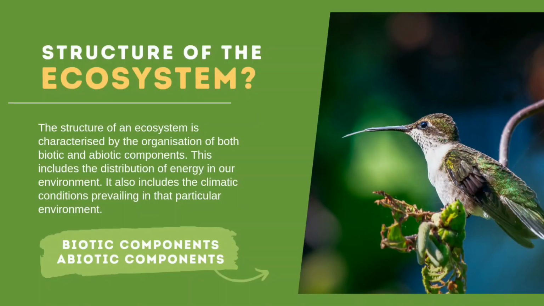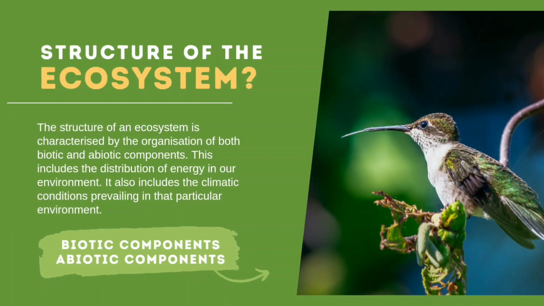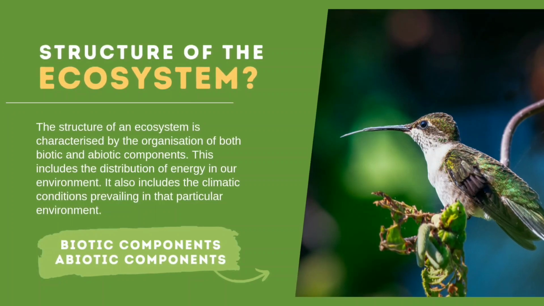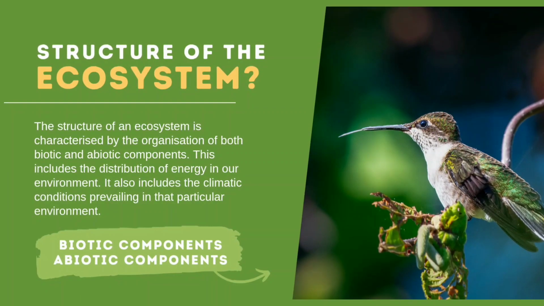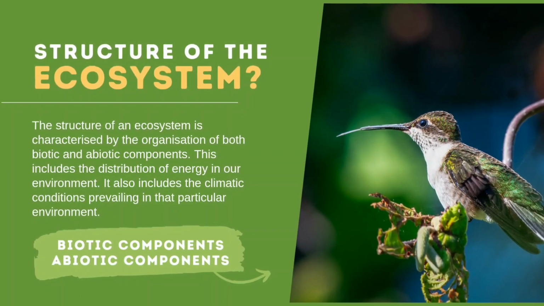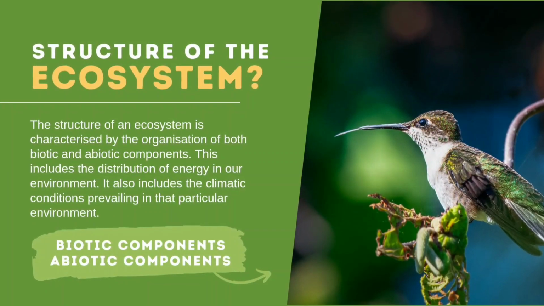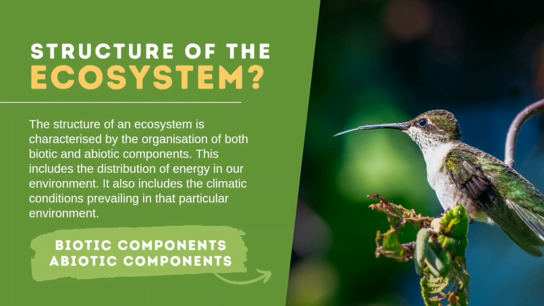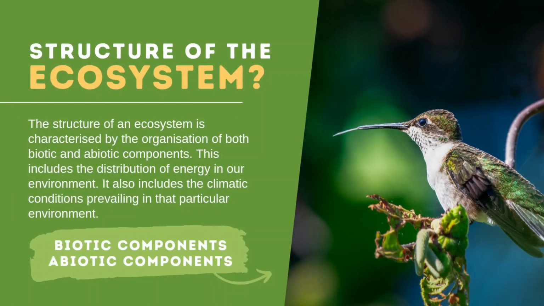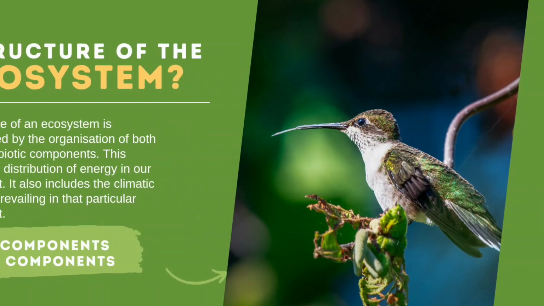Structure of the ecosystem. The structure of an ecosystem is characterized by the organization of both biotic and abiotic components. This includes the distribution of energy in our environment. It also includes the climatic conditions prevailing in that particular environment. Biotic components, abiotic components.